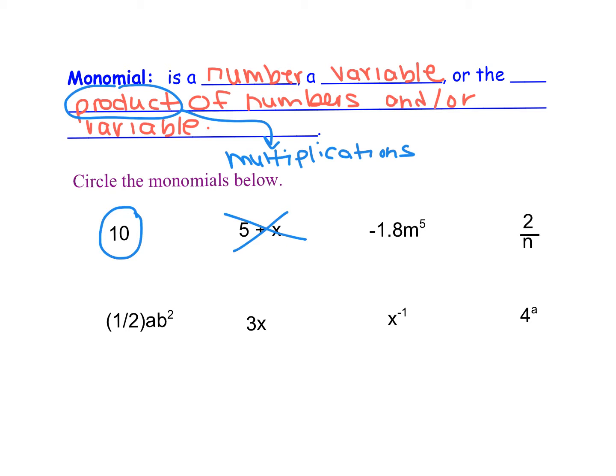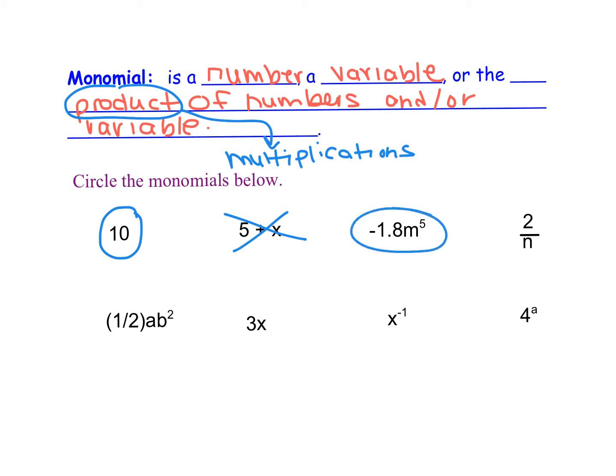Then from here, the next one we have is negative 1.8 m to the 5th. Now I know because those two are smushed together, this is really negative 1.8 times m to the 5th. So that is meeting the whole numbers, variables, multiplication piece. And then really, if I break up that m to the 5th, I know that m to the 5th is really m times m times m times m times m. So that's really a bunch of numbers and variables all being multiplied together, which means that it meets the definition of monomial, and as a result, it is one.